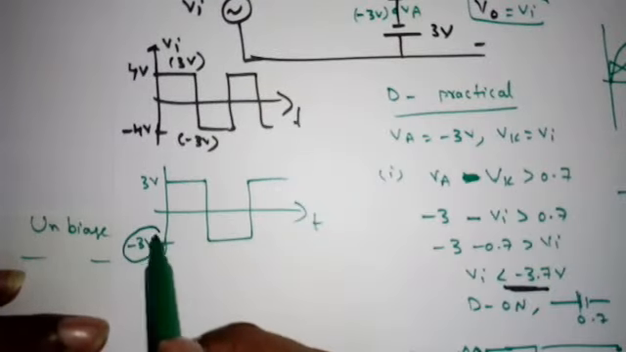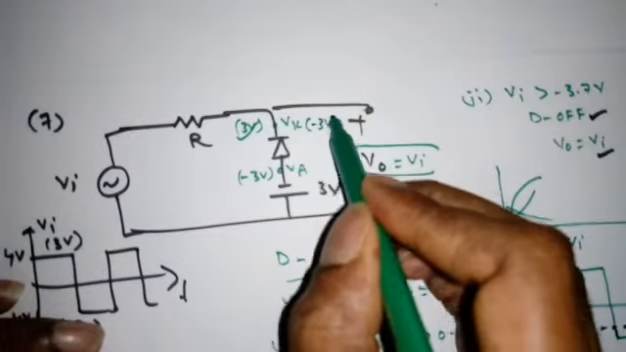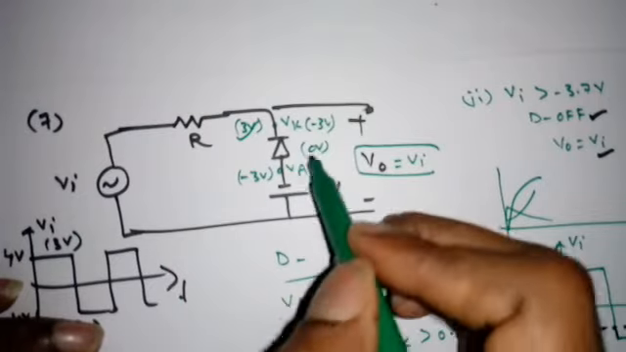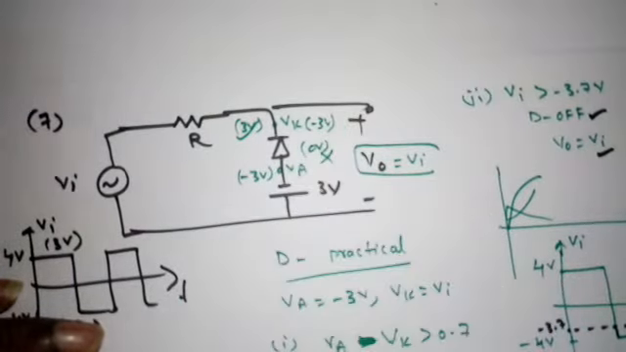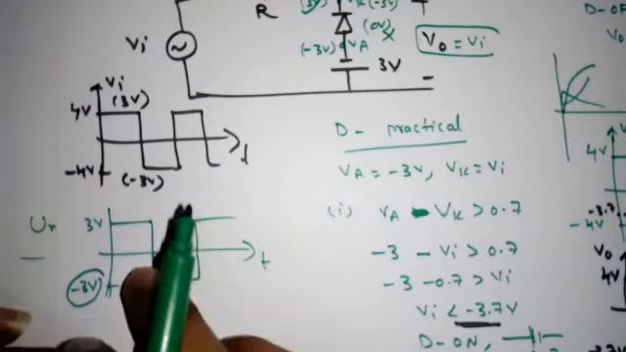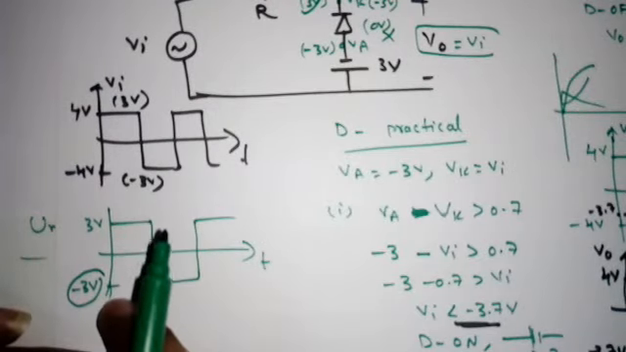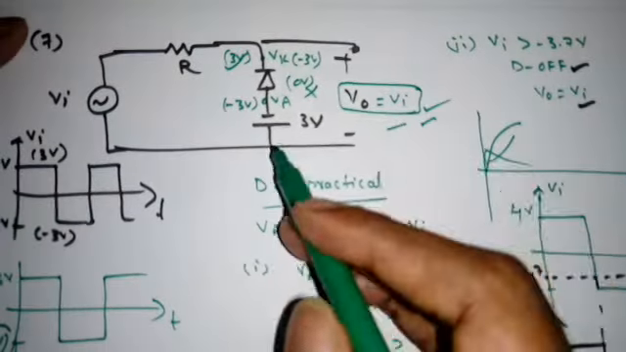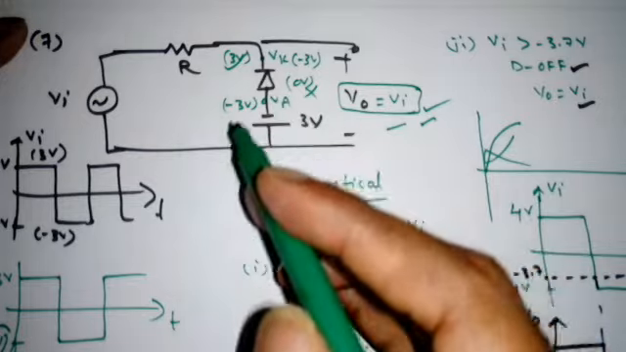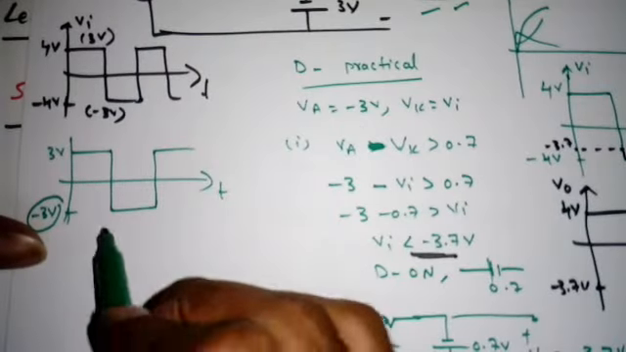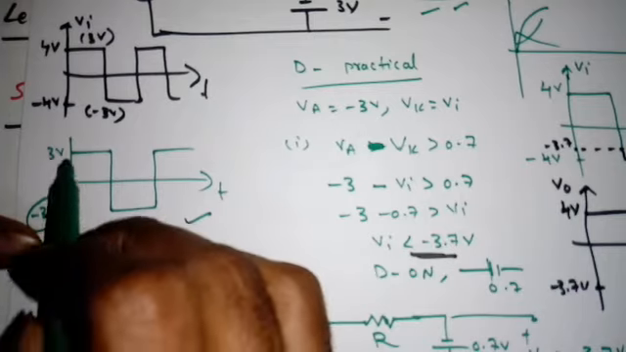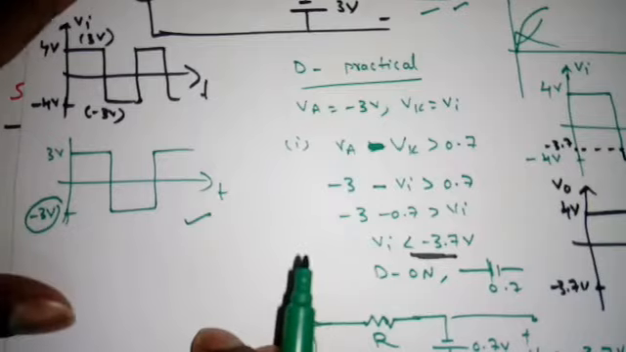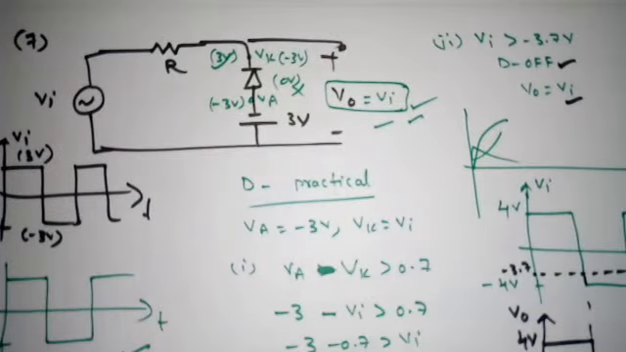Now what is the minimum? Minus 3. Now tell me, this is minus 3, this is minus 3. What is the difference? 0. Is it greater than 0.7? No. So that means the diode is always off when we give a waveform like this. Maximum 3 volt, minimum minus 3 volt, right? So you will always get V0 equal to VI. So there is no clipping happening. So we cannot say this is a clipper circuit when we give the input voltage from minus 3 volt to plus 3 volt. It may be sinusoidal, it may be triangular, it may be a square waveform, right? So this is about the shunt clippers.